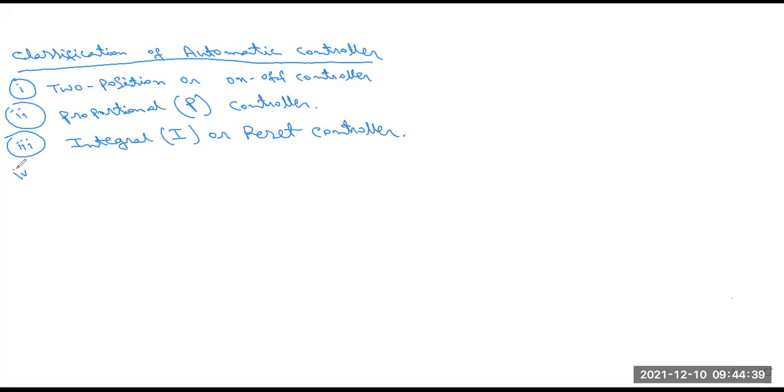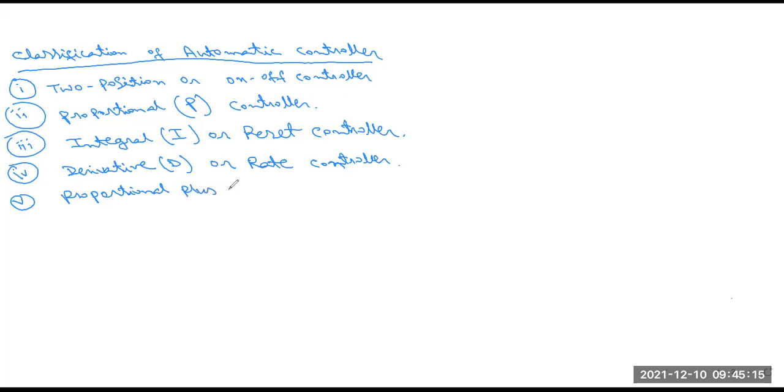Number four, this is derivative. That is also represented by D, or sometimes it is also called rate, derivative controller or rate controller. Okay. Number five, we know that proportional plus integral. That means we have to represent PI controller.